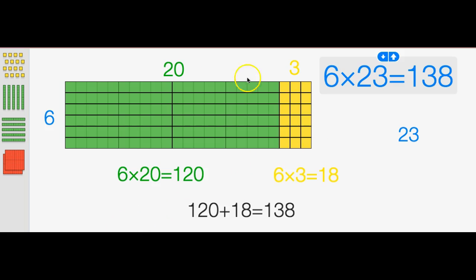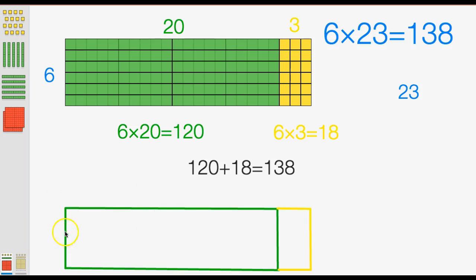Again, we used base 10 blocks, and we used the distributive property when we decomposed 23 into 20 plus 3. Here we have 20 plus 3. And then we multiplied 6 times 20 plus 6 times 3. That gave us the total area.